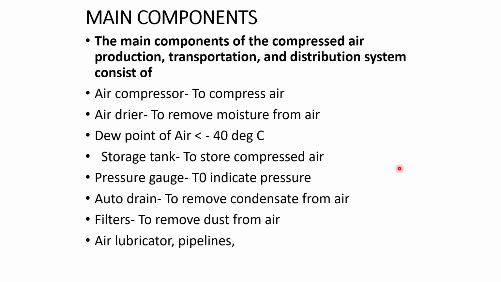Now let us talk about the main components. The main components of the compressed air production, transportation and distribution system consist of a compressor to compress air, an air dryer to remove moisture from the air, with the dew point of the air less than minus 40 degrees centigrade, a storage tank to store compressed air, a pressure gauge to indicate the pressure, an automatic drain to remove the condensate from the air, filters to remove the dust from the air, and air lubricators and pipelines.